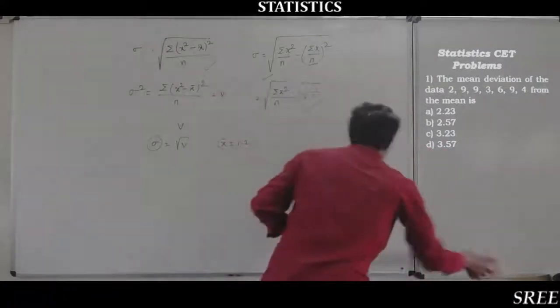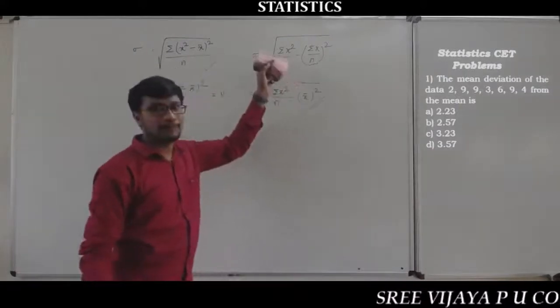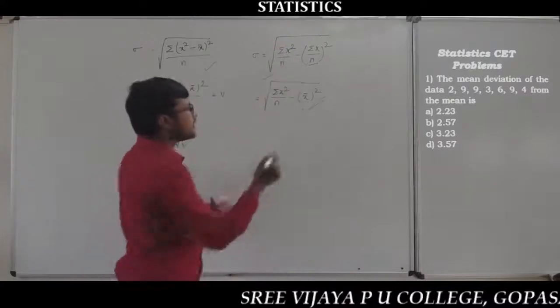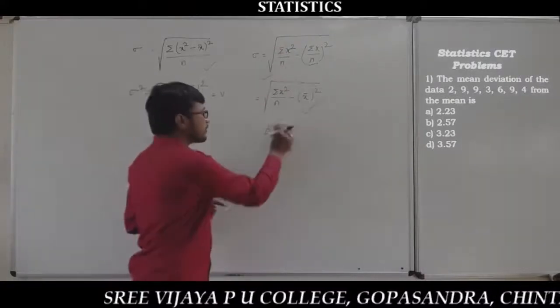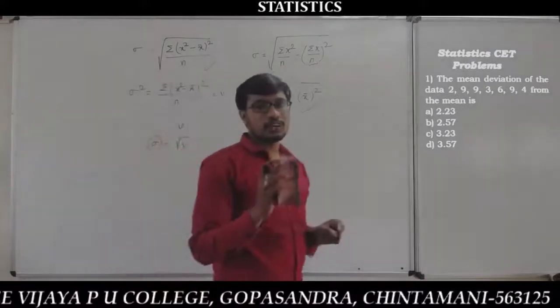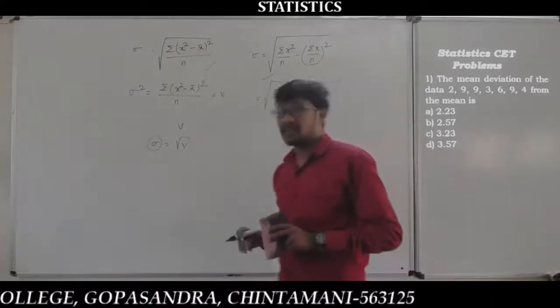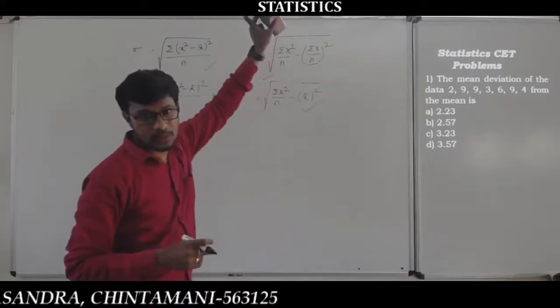So next, after standard deviation, if it is for the ungrouped data, and if it is for the grouped data, you can just add the frequency. But for the given CET there is no grouped data, so you need to discuss only the ungrouped data. So based on this, it is the square root of summation of x square by n minus x bar whole square, or minus summation of x by n whole square.